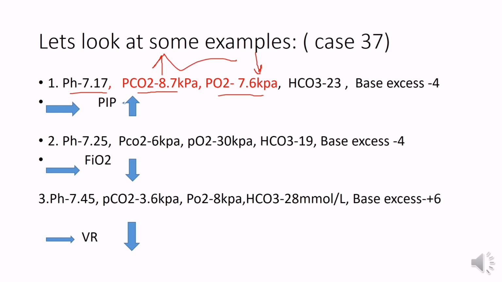So we have to increase the PIP. Now we come to the second one. Here the pH is 7.25, carbon dioxide 6, which is normal, oxygen is 30, which is really high, massively high. Then we have bicarbonate 19, which is slightly low, and base excess 4.